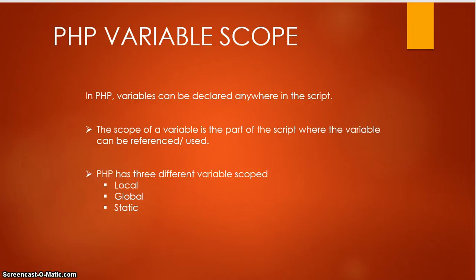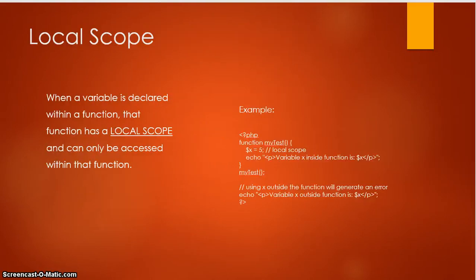There are three types of PHP scopes: local, global, and static. A local scope is when a variable is declared within a function, and it can only be accessed within that function. If we look over here in the code, we have our function, and then we have our variable with the scope, and it can only be used in there.